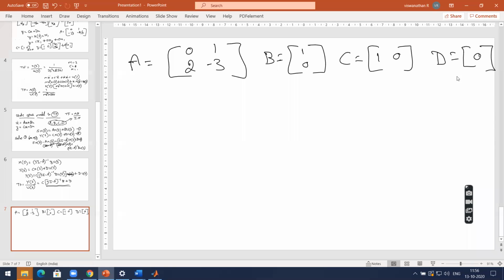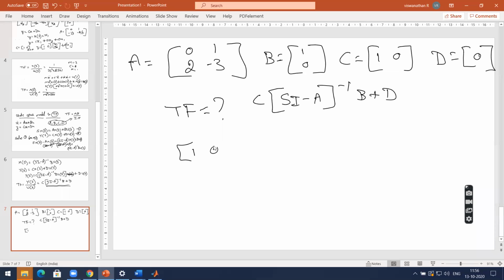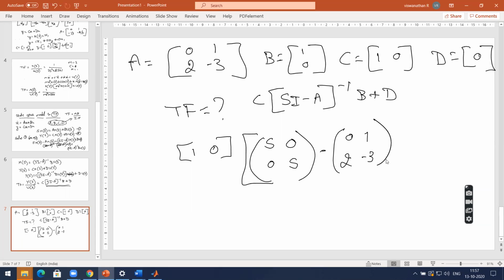Suppose matrix A is given as [0, 1; 2, minus 3], B is [1; 0], C is [1, 0], D is 0. So this is the ABCD matrix. Now I want to know the transfer function of this. Use the formula C into (sI minus A) inverse B plus D. C is [1, 0]. sI is [s, 0; 0, s], minus A, which is [0, 1; 2, minus 3]. Take the inverse of that, multiply it by [1; 0], and add 0.